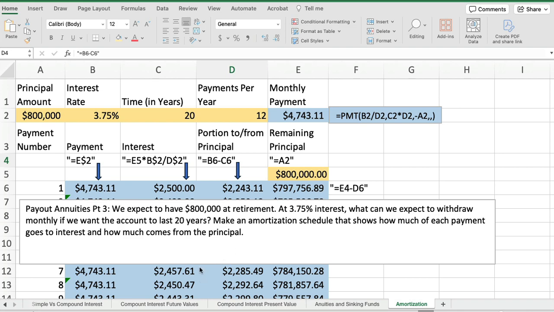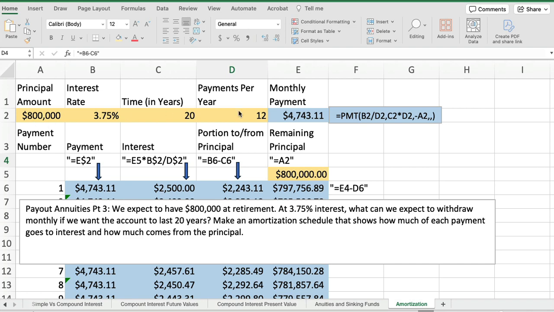Okay, so this can also be used in a loan situation. Anything where you have a present value that is decaying over time to zero, and you're making regular payments or you're receiving regular payments from it. Okay, so it works the same for both situations.